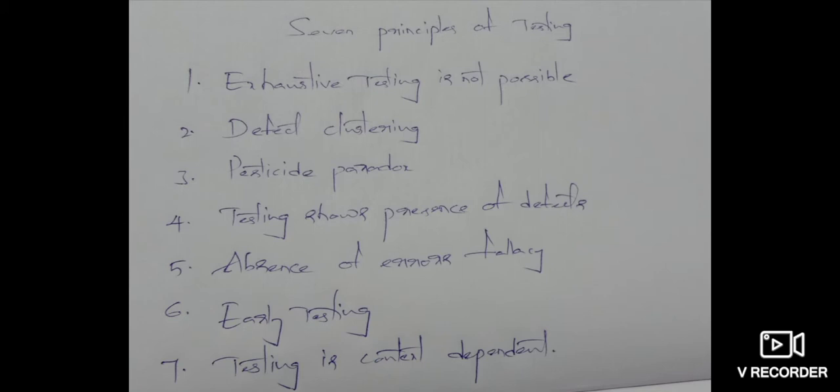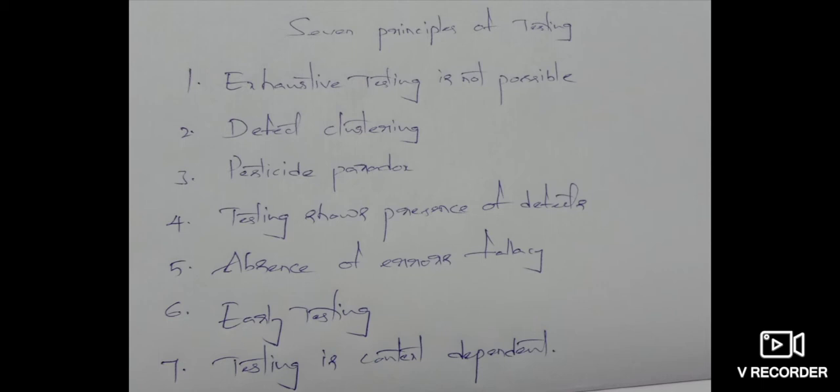Second one is defect clustering. Defect clustering means if you find most of the software defects in a small number of modules, that will be called defect clustering. There is a principle, the Pareto principle, applied to software testing. It states if you find 80% of defects in 20% of modules, that will be called defect clustering. We know what a defect is. It is a variance between expected and actual result that is found by the test engineer.